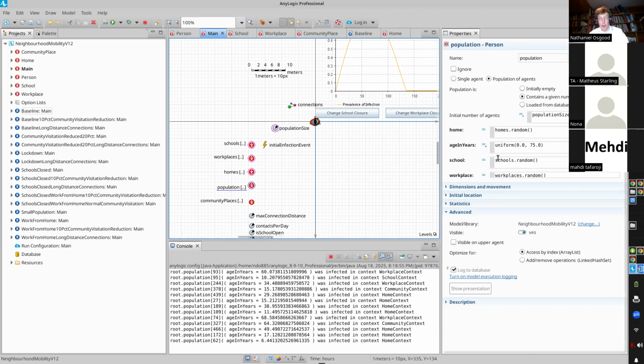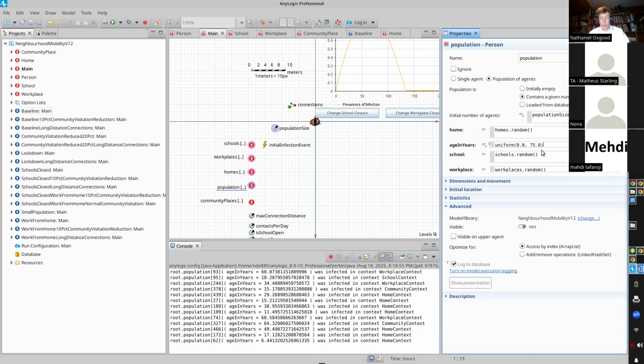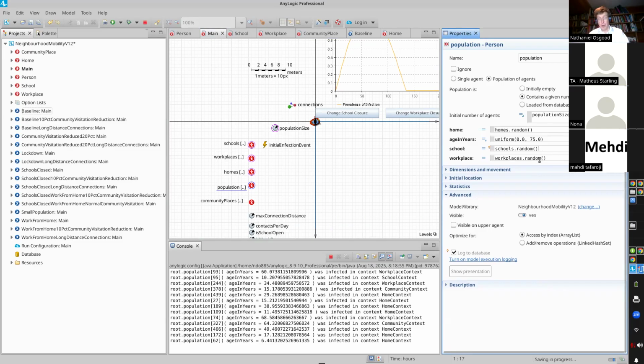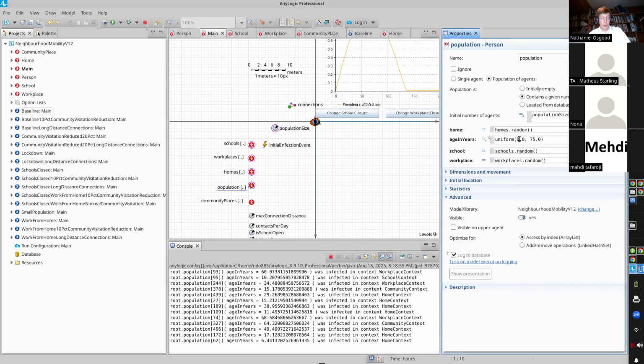There we go. And this is the thing that dictates when they're going to get created. This thing will be used to draw a value for their age. And it'll give them an age. And this will give them a random home. And this will give them a random school. This will give them a random workplace. If we wanted to impose a custom distribution, we could call that here. So these are the things.